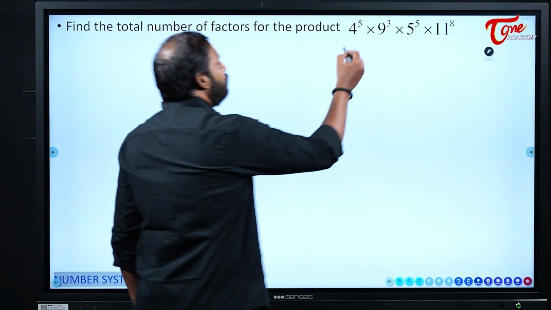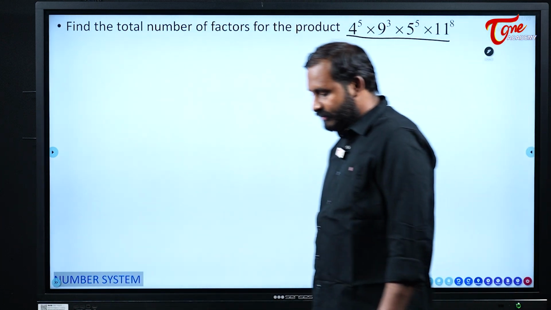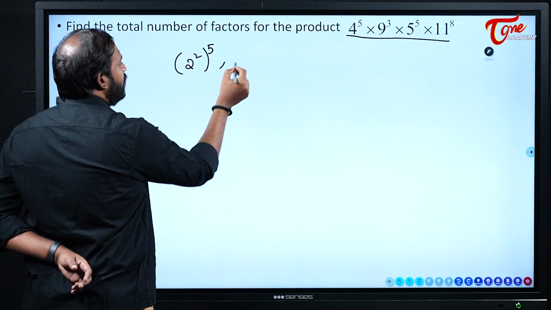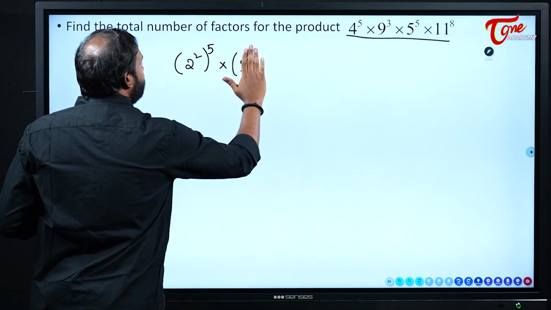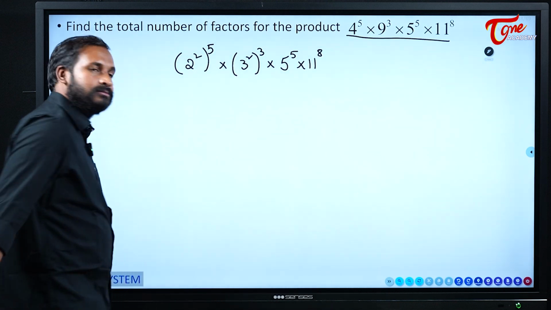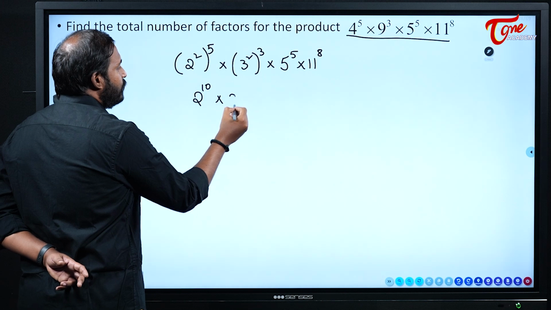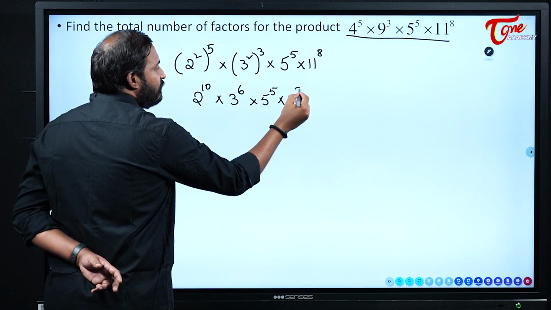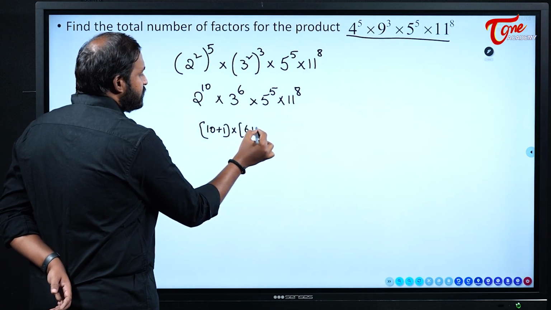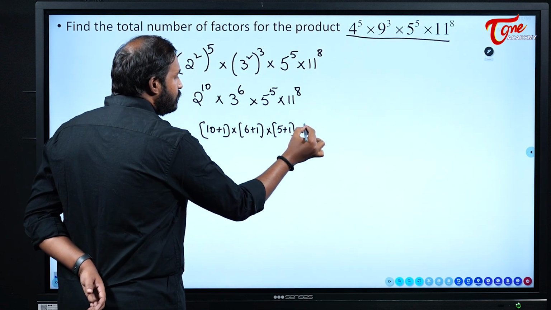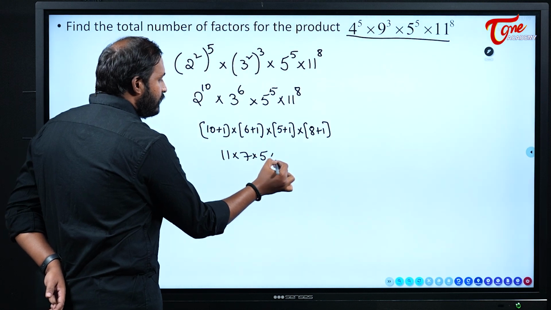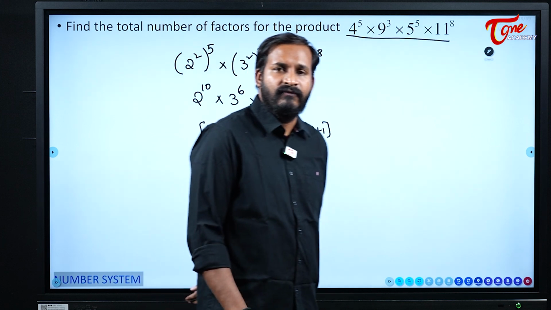Find the total number of factors for the product 4 to the power of 5 into 9 cube into 5 to the power of 5 into 11 to the power of 8. Now, we need to find the total number of factors for this. Now, what can I write? 4 as (2 square) whole to the power of 5, 9 as 3 square, (3 square) whole to the power of cube, into 5 to the power of 5 into 11 to the power of 8, right. So, 2 to the power of 10 into 3 to the power of 6 into 5 to the power of 5 into 11 to the power of 8. So, add 1 to the powers and multiply them. What will you get? (10 plus 1) into (6 plus 1) into (5 plus 1) into (8 plus 1). So, 11 into 7 into 6 into 9. This is the product. If you multiply that, you will get the number of factors for this given number.